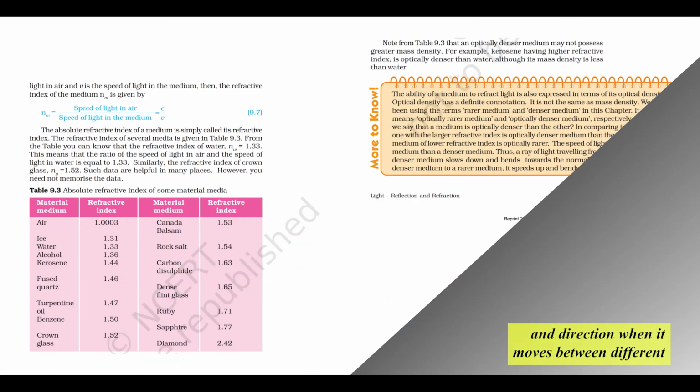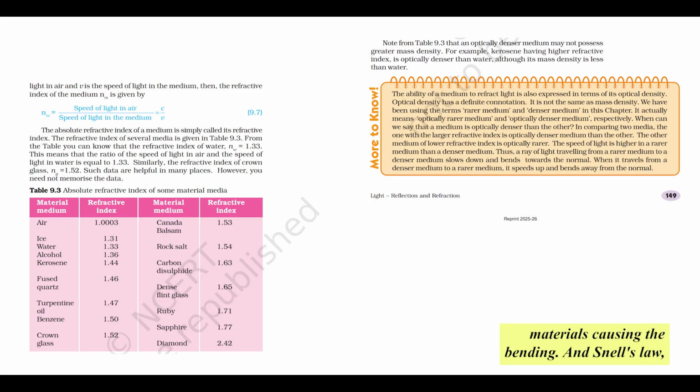Okay, so light changes speed and direction when it moves between different materials, causing the bending. And Snell's law, sin i over sin r, gives us a constant value for that change. What exactly is this refractive index then? How does it quantify the bending, and what does it tell us about the material itself? Precisely the right question. The refractive index n is that constant from Snell's law. Think of it as a number that tells you how much a particular transparent medium bends light. It's a fundamental property of the material itself, and it's directly linked to the speed of light.